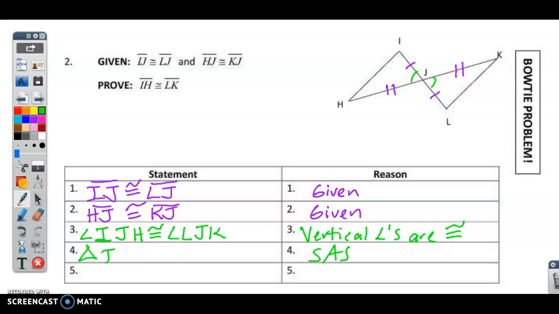So triangle IJH should be congruent to triangle LJK. And be careful: in step 3 they were angles, and in step 4 they're triangles. Now we're saying that the triangles are congruent by SAS. Now we can prove any of their corresponding parts are congruent. So we want to know IH, where's IH? IH should be congruent to LK, because now we know that the two triangles are congruent. And we know they're congruent, so therefore all their corresponding parts of congruent triangles are congruent.